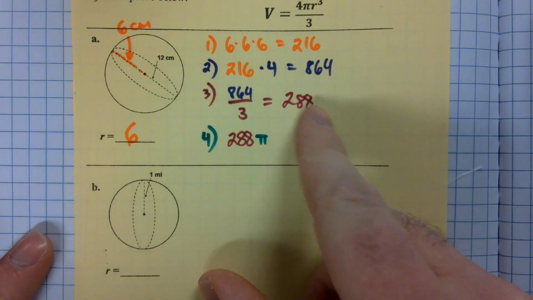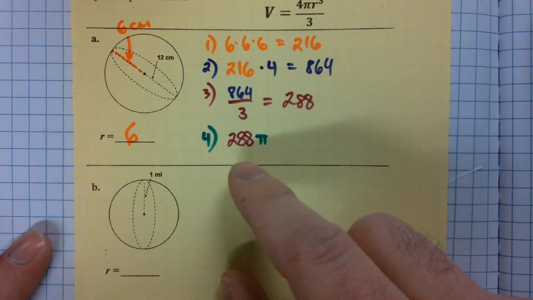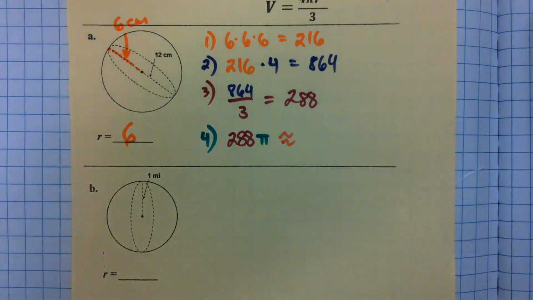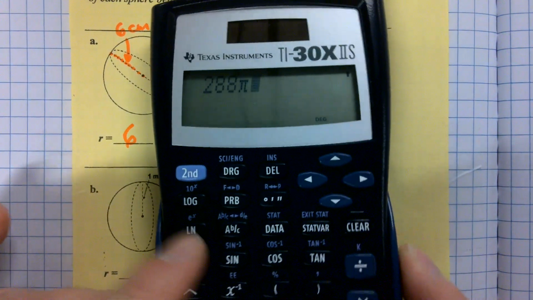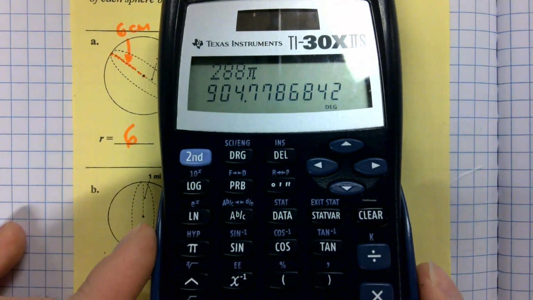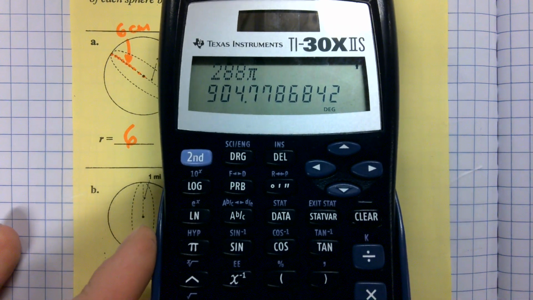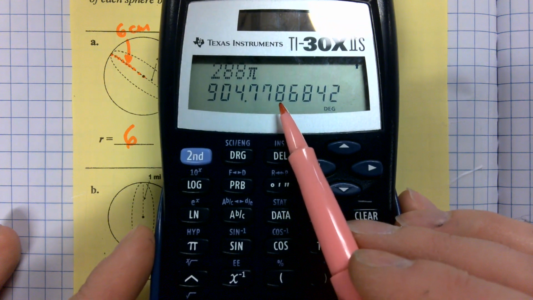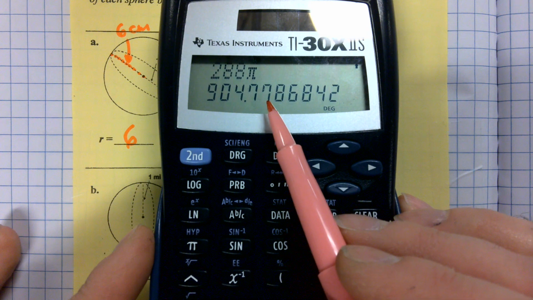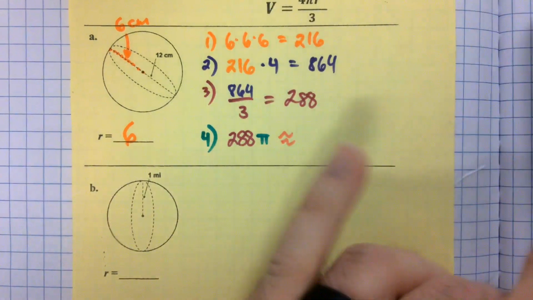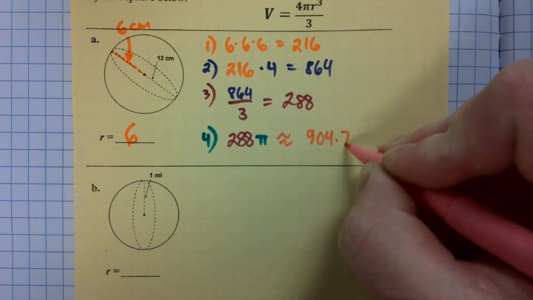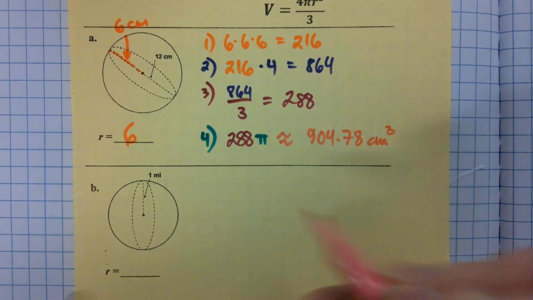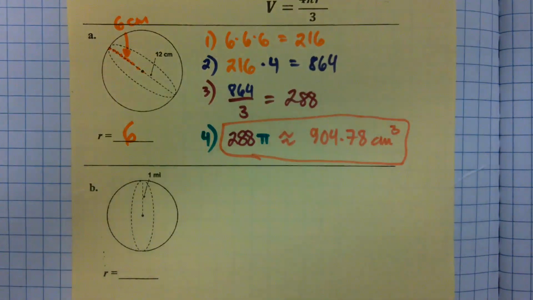Again, if we don't get a nice even answer in step 3, we just leave it as a fraction. But in this case, we did. So now we have 288 pi. If I do 288 pi, I get 904.78. This third decimal 8 is larger than 5, so we bump this second decimal 7 up to an 8. So it'll be 904.78 centimeters cubed. And that entire step 4 is my answer.